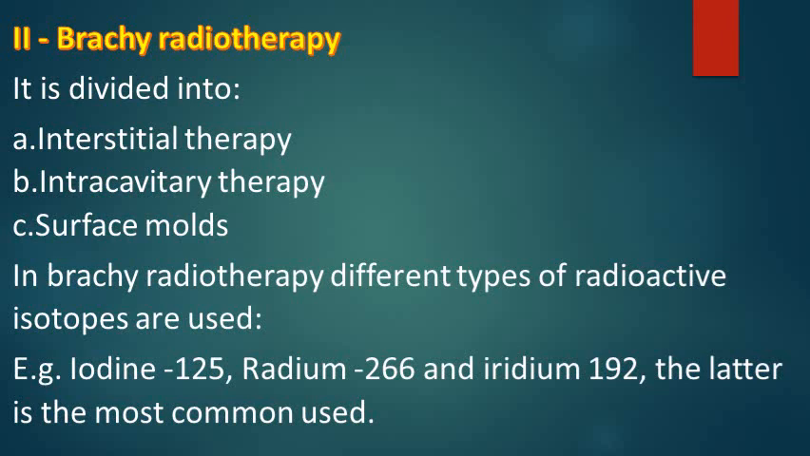Brachyradiotherapy is divided into interstitial therapy, where you insert a radioactive isotope in the form of needles or seeds interstitially within the tumor site, inside the tumor, or intracavitary. If it's like in the lung, you insert it inside the pleural cavity, or in the form of surface molds if it is a skin cancer. In brachyradiotherapy, we use different types of radioactive isotopes. The one most commonly used is iridium-192.